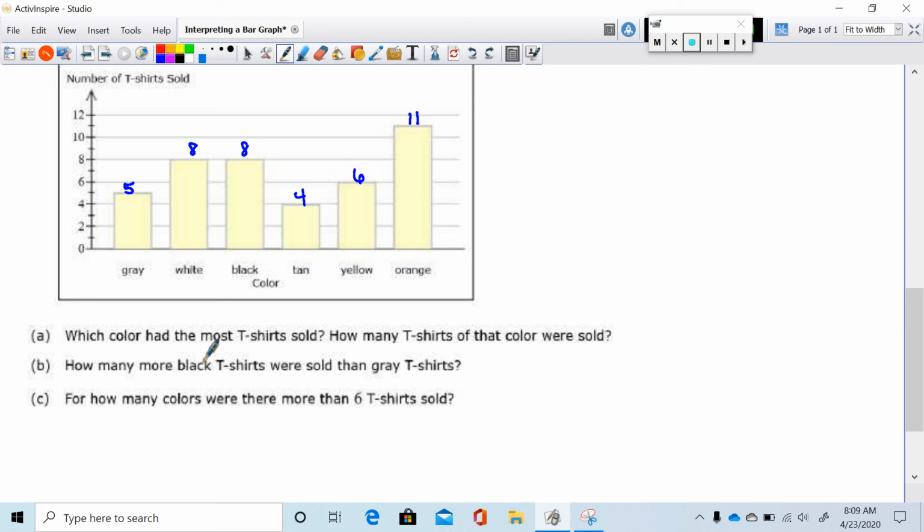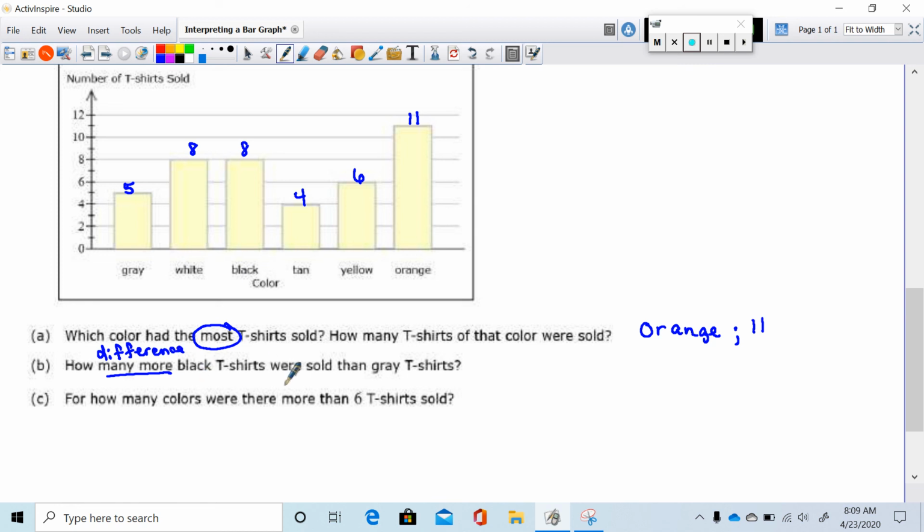Which color had the most t-shirts sold? The most was 11. That's the highest number, so orange. And how many t-shirts of that color were sold? We said there were 11. How many more? So again, if it says many more, you're going to find the difference.